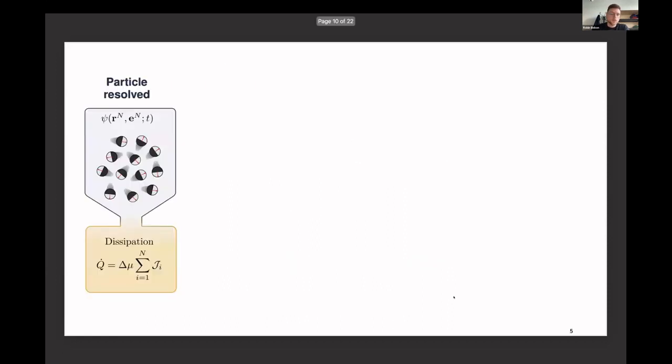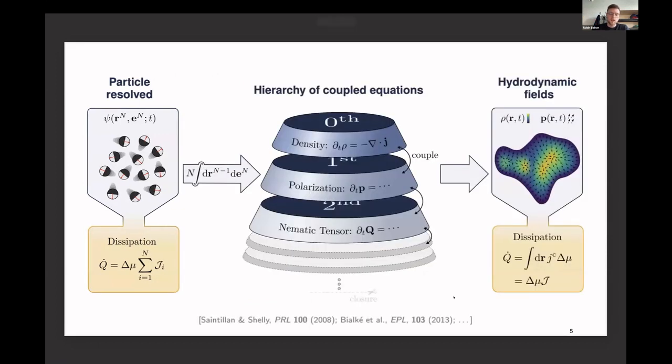All right, so up until this point, I've mostly talked about particle resolved descriptions. So we could still resolve the position and orientations of individual particles. And for the rest of my talk, I want to go one step further by coarse-graining the dynamics to fields. And without going into much detail here, I'll just give you a sketch of what we are doing. So the basic idea is that we integrate out degrees of freedom we are no longer interested in, and then identify order parameter fields as moments of particle orientation.